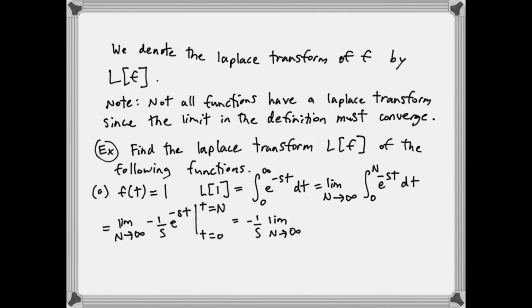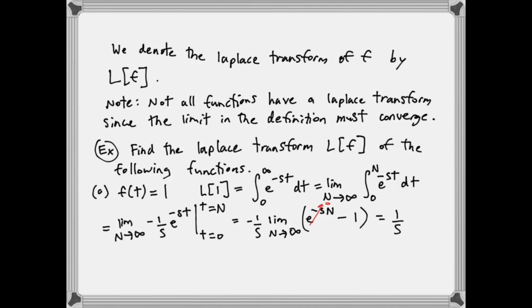So I've got this, and then I've got e to the negative... Remember, I'm plugging in t values, so e to the negative sn minus, and if I plug in 0, I get 1. So what happens as n goes to infinity? This guy right here goes to 0. And so what does this limit become? It becomes 1 over s.